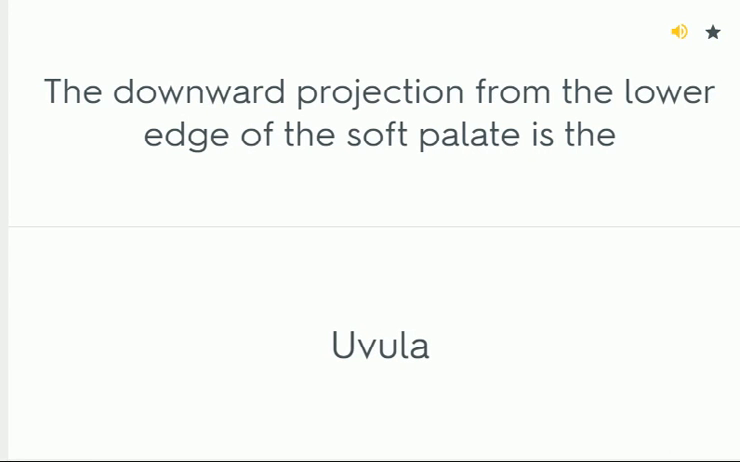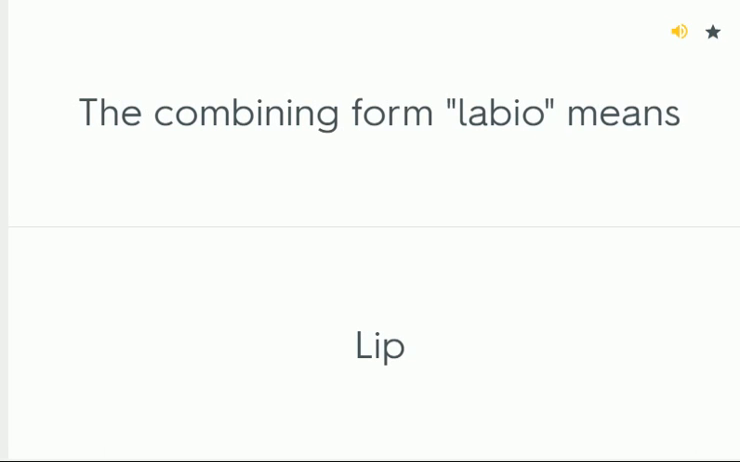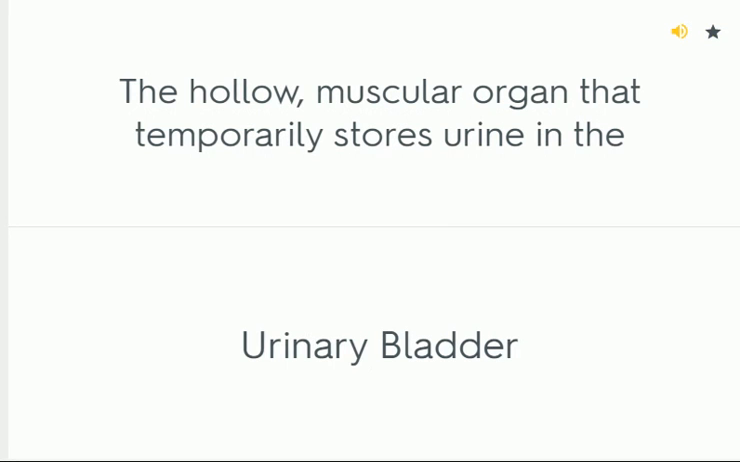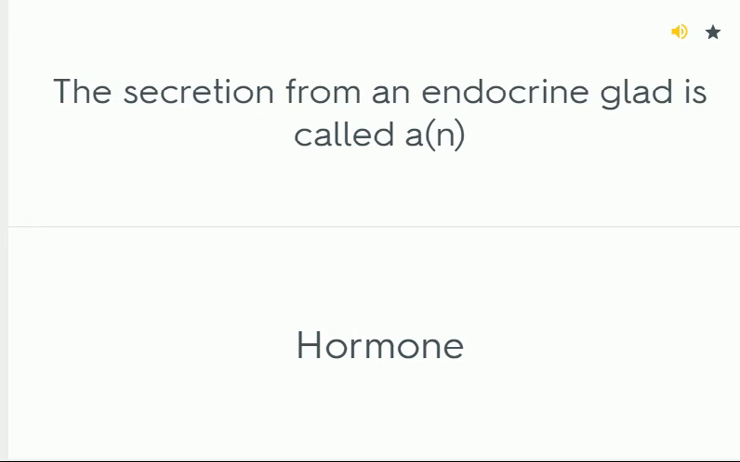The downward projection from the lower edge of the soft palate is the uvula. The combining form labio means lip. The hollow, muscular organ that temporarily stores urine is the urinary bladder. The secretion from an endocrine gland is called a hormone.